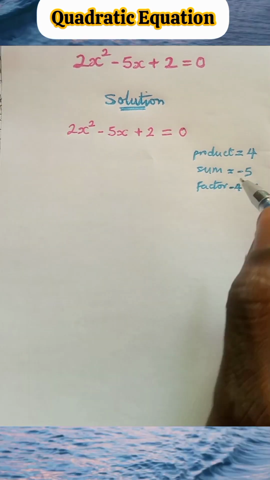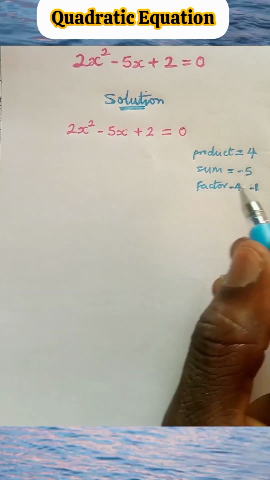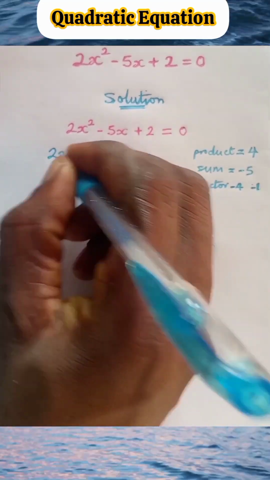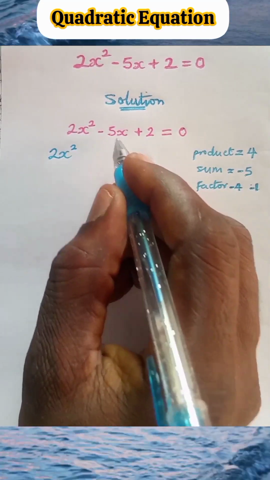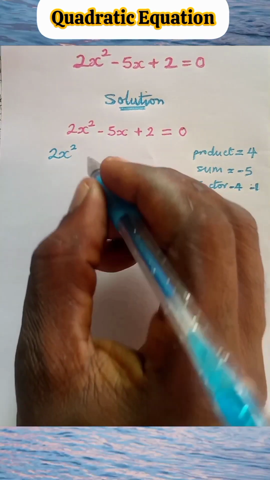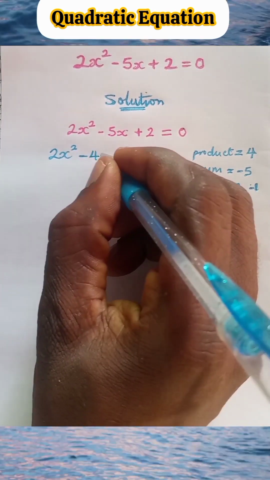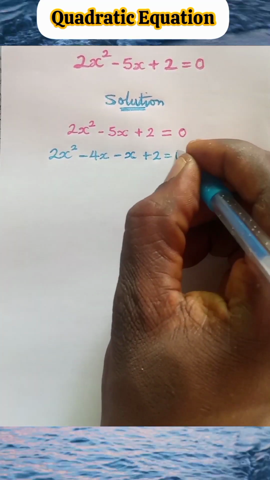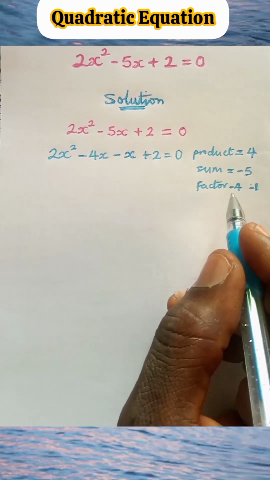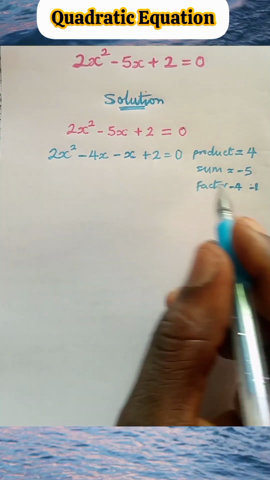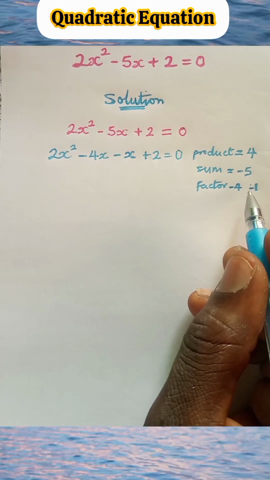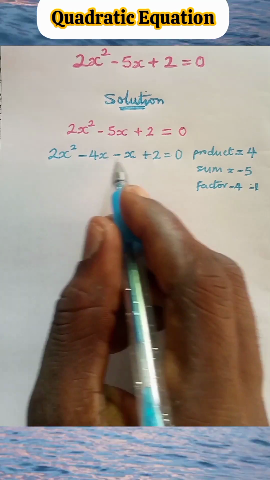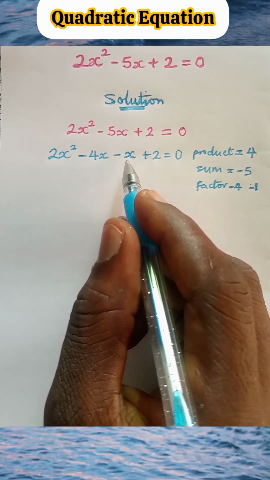Now, having done this, simply carry these two factors and put them in place of the -5x, so that we have 2x squared, and in place of -5x, you put these factors: -4x minus 1x plus 2 equal to 0. You may want to ask, do we have to write the 4 first before writing the 1? It doesn't matter, whichever one you choose to write first. You may want to write the 1x first before 4, or you write 4 before 1. Whichever one you write, you will get the same answer.